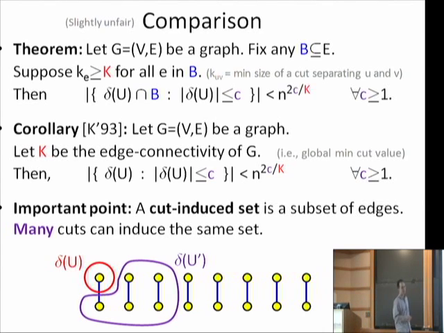Yeah. So could you think of your bound as taking the graph, removing all the cuts of size k or less, and then applying Karger's bound to each component? It's not quite that. I don't know how to prove this from Karger's bound in a black box fashion. Okay, any other questions?